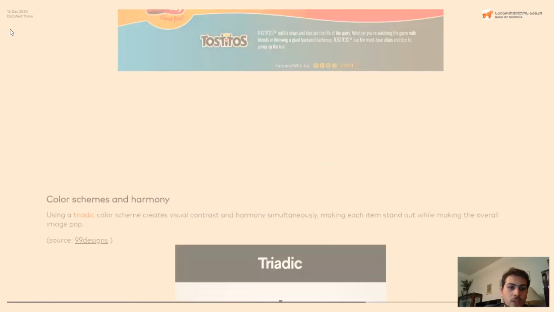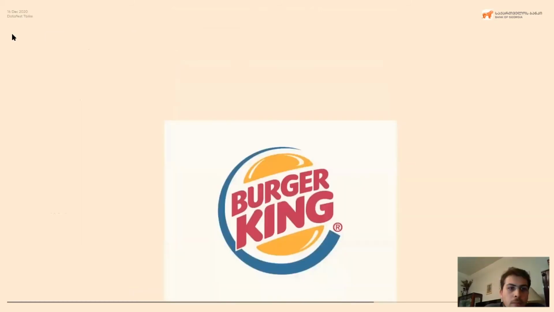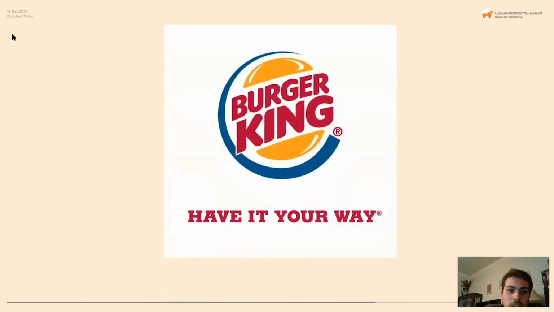And the last one is the triadic color scheme. Triadic colors are evenly spaced around the color wheel and tend to be very bright and dynamic. Burger King uses this color scheme quite successfully. And using a triadic color scheme in your marketing creates visual contrast and harmony simultaneously, making each item stand out while making the overall image pop.